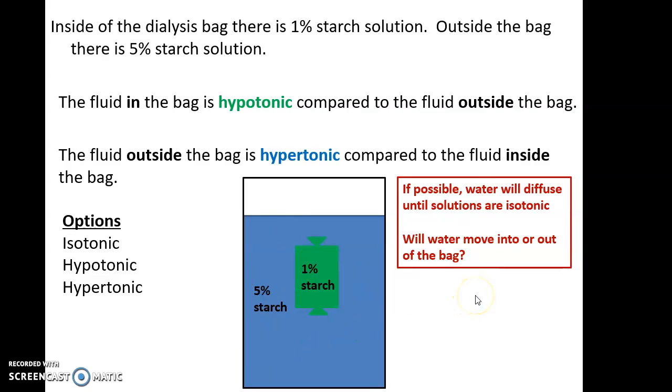solution in the bag. Now, if possible, water is going to move, and water will want to diffuse until the two solutions are isotonic. Often this isn't possible, but basically it means water will move. So where will water move? Will water move into the dialysis bag, or will it move out of the dialysis bag? I hope you chose out, because again, water is going to go to the hypertonic solution. So it's going to leave the dialysis bag and go into the fluid surrounding it.